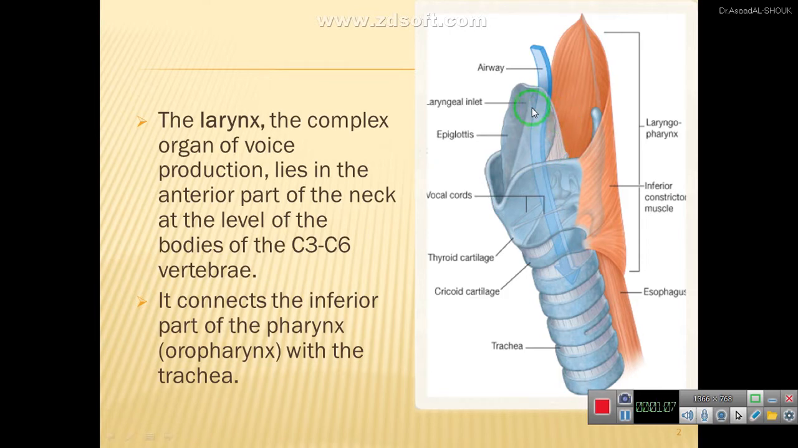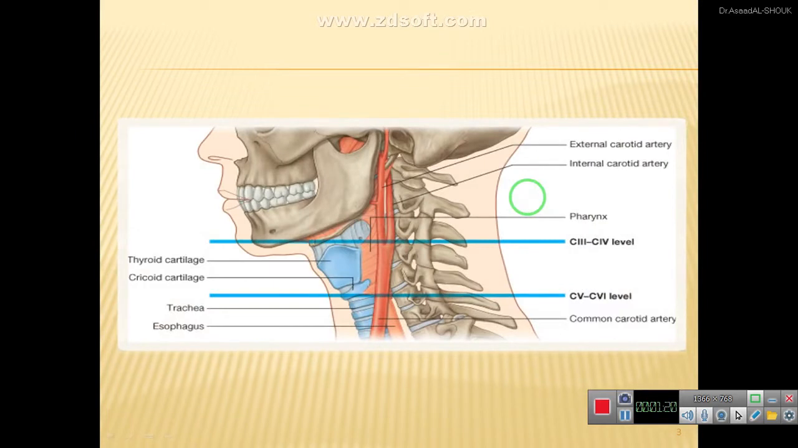The larynx becomes continuous with the trachea at the level of C6 vertebrae. Generally it lies between C3 and C6. Here you can see the level of the larynx according to the cervical vertebrae.